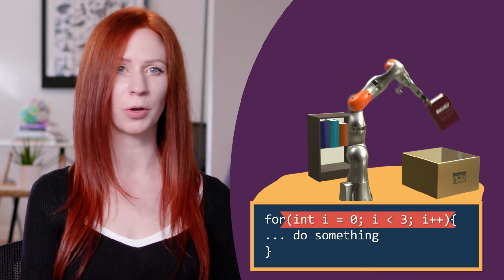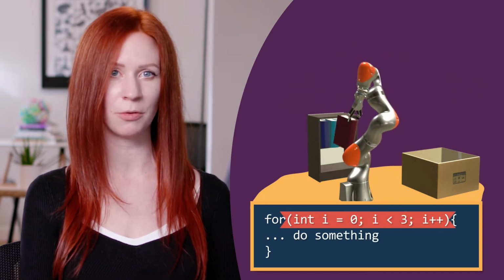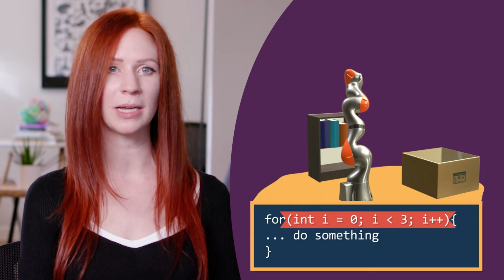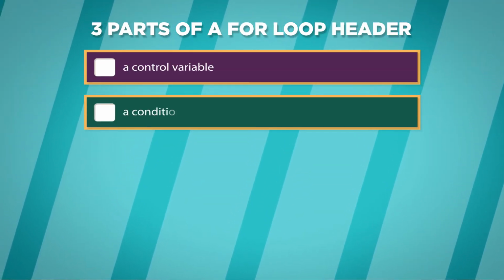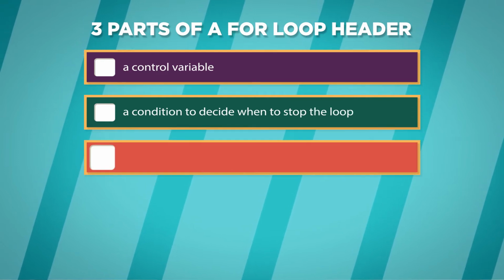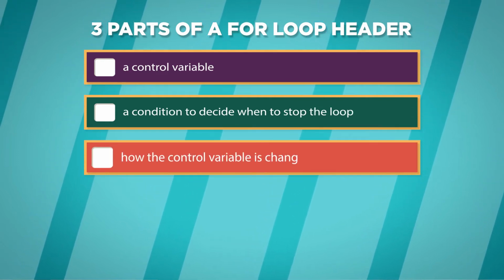The header of a for loop contains all of the necessary information to set up and run the loop a set number of times. For loop headers have 3 distinct parts: a control variable, a condition to decide when to stop the loop, and how the control variable is changed.